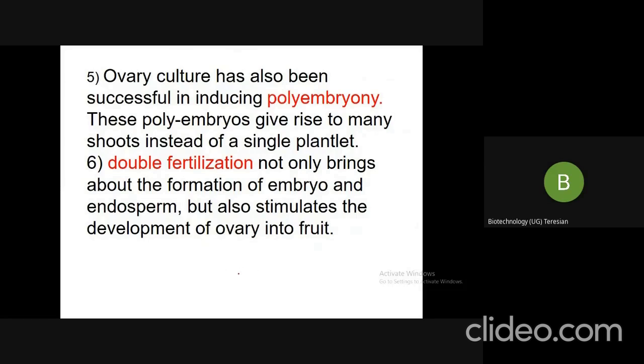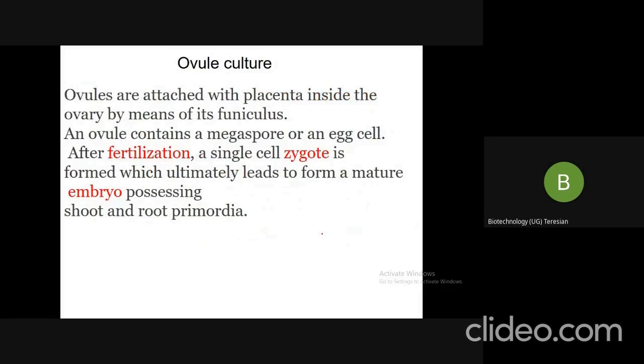So here we have mentioned polyembryony, that is, many embryos being produced from a single seed. So these polyembryos do not develop into a single plantlet. They provide many shoots, so from each shoot I can develop the root. And double fertilization: you all know that double fertilization is the formation of the embryo and endosperm. But here it also stimulates the development of your ovary into the fruit. So these are the advantages of ovary culture.